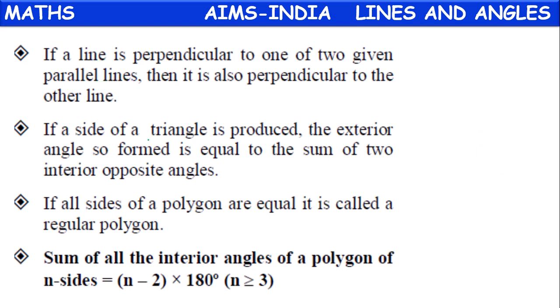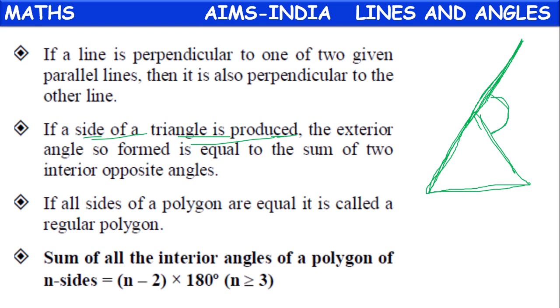Next, if the side of a triangle is produced, then the angle formed between this extended line and its adjacent side is considered an exterior angle. It will be equal to the sum of the opposite interior angles.